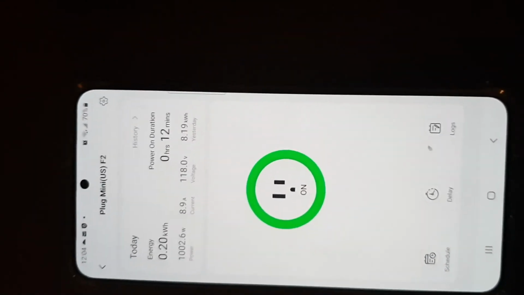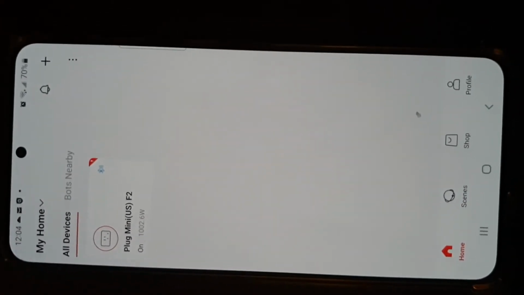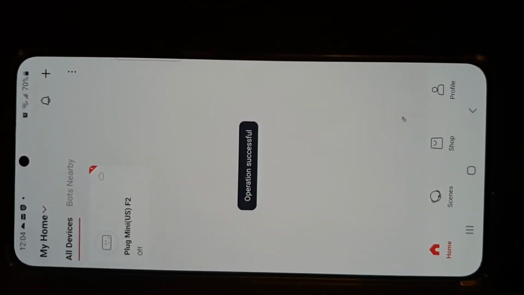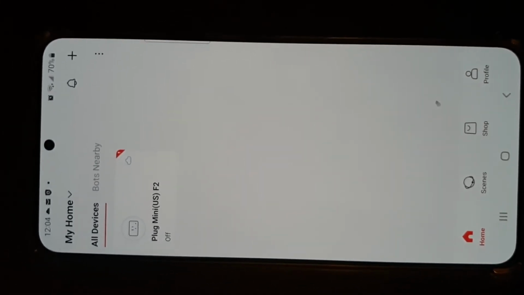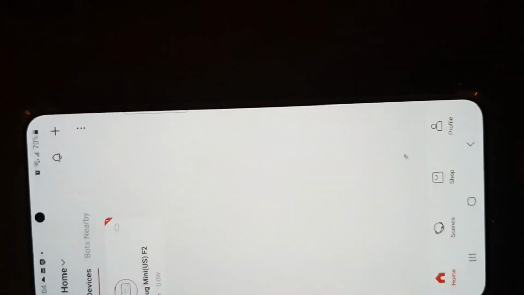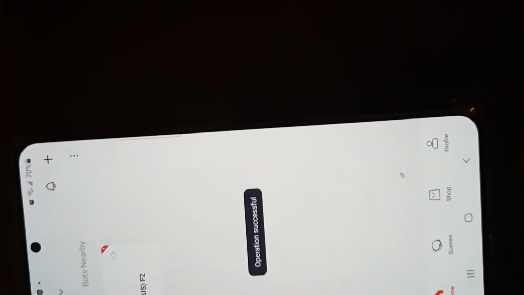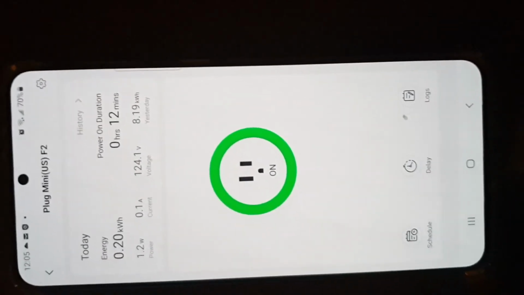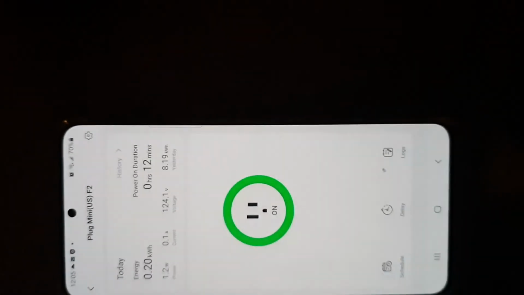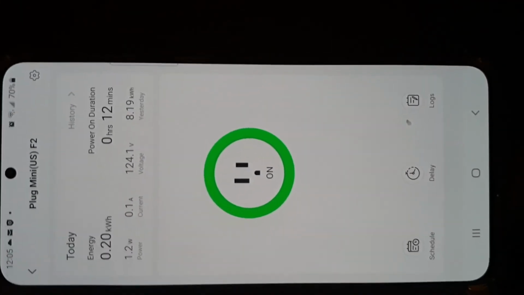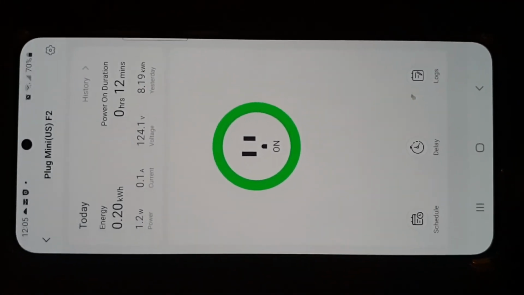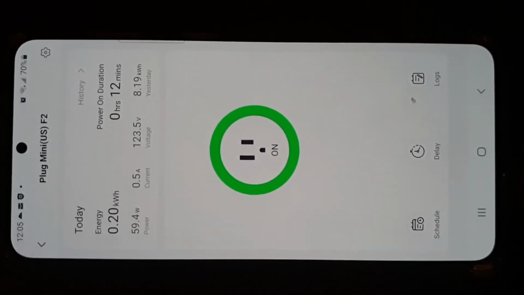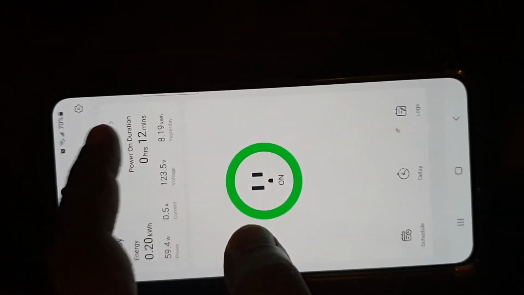If I go back here to devices and go to mini plug again, I think I accidentally turned it off. Okay, but in all cases the history did tell us how much the usage was, so that's good. Let's look at that again.